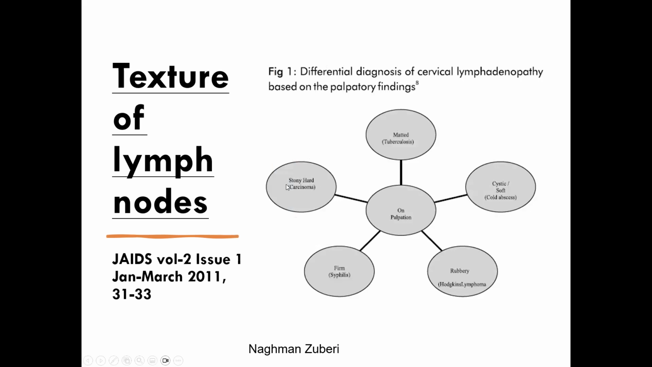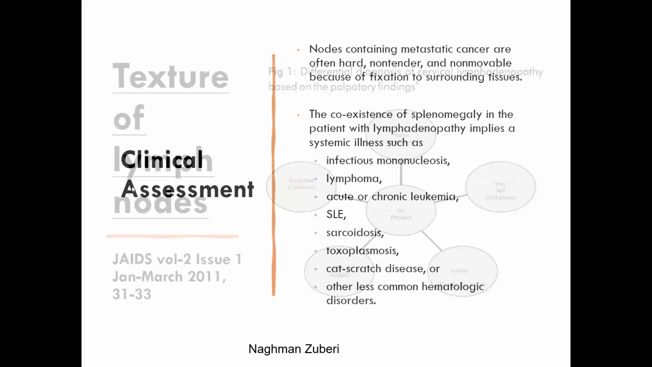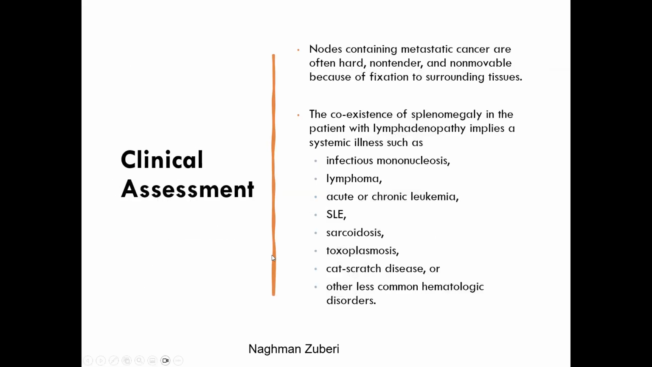Here we can see the differential diagnosis of cervical lymphadenopathy based on the palpatory finding. Upon palpation, if it is matted, it would be tuberculosis; cystic and soft, it would be due to cold abscess; rubbery, Hodgkin's lymphoma; firm, due to syphilis; stony hard, due to some malignancy or carcinoma. Clinical assessment: nodes containing metastatic cancer are often hard, non-tender, and non-movable because of fixation to surrounding tissues.